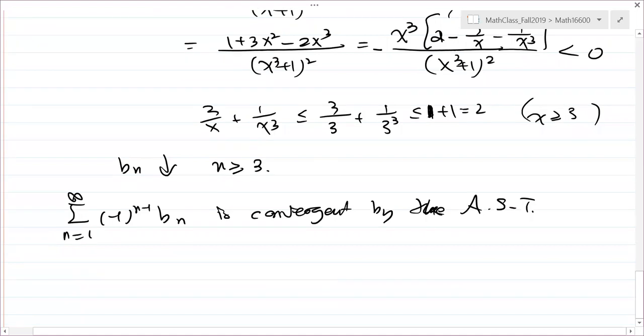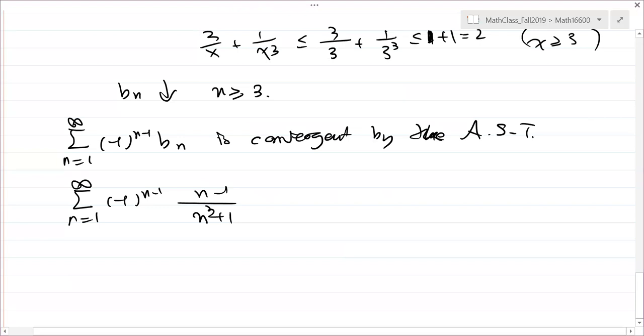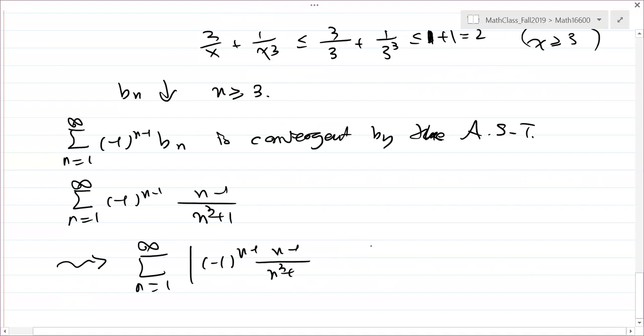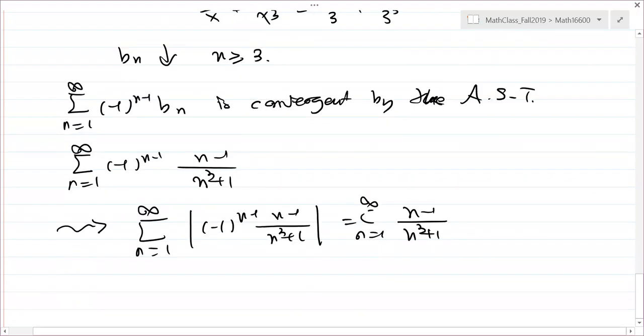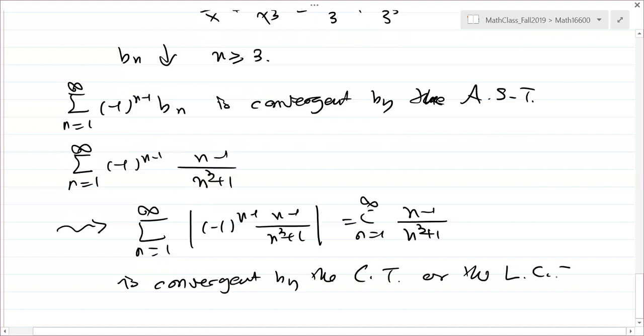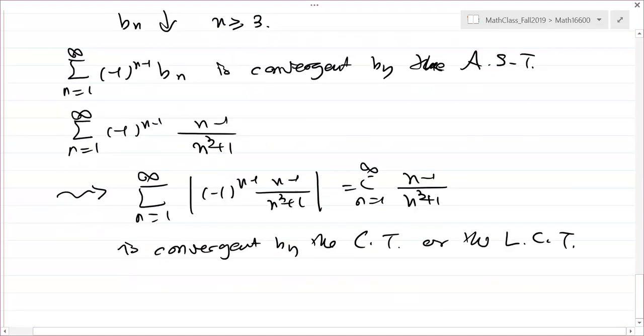Now, let's go back to this problem again. The easiest way to prove that is to look at the absolute value of all the terms. So you change it to consider this. And this is convergent by the comparison test or the limit comparison test. We did it before, right? So this is convergent. So the original series is absolutely convergent.